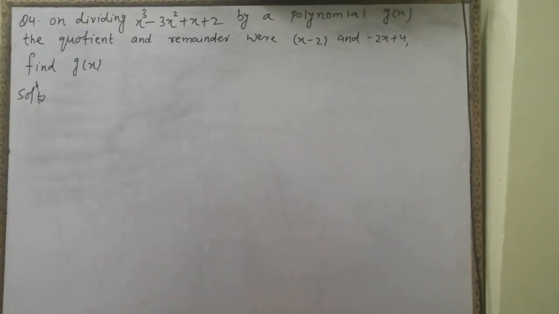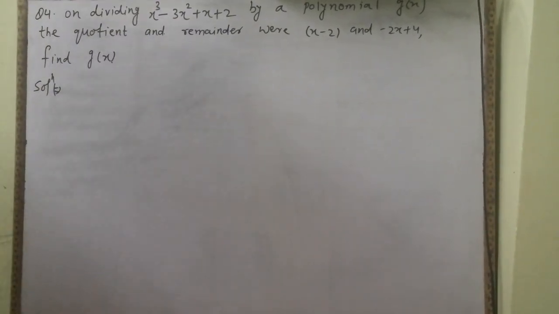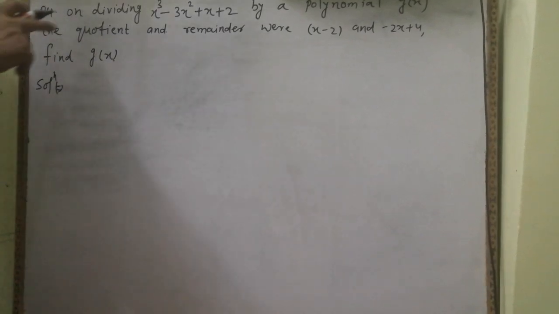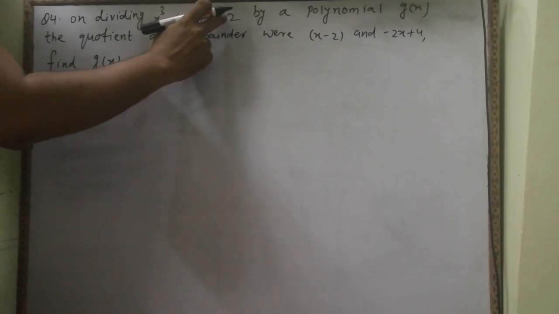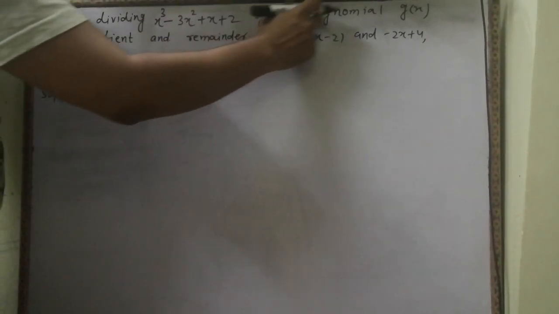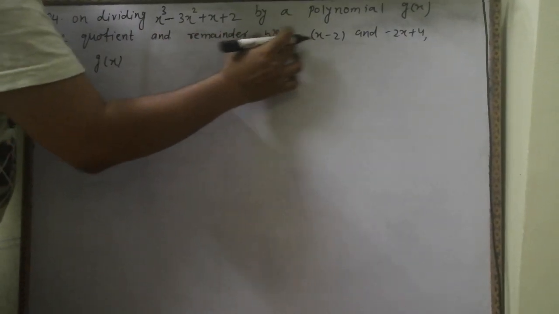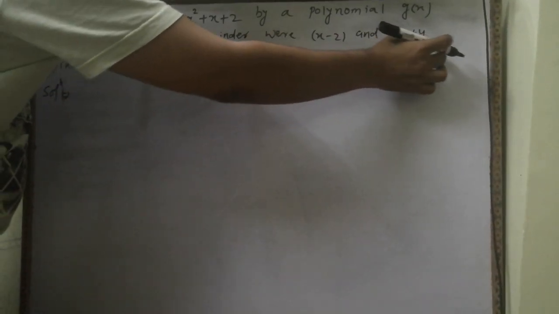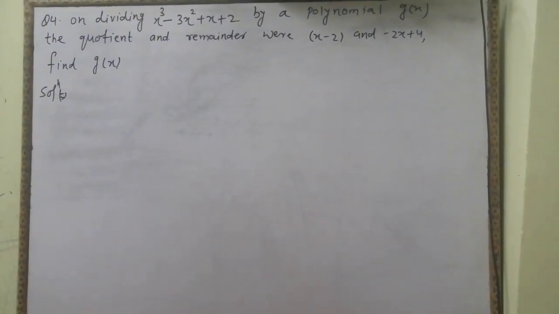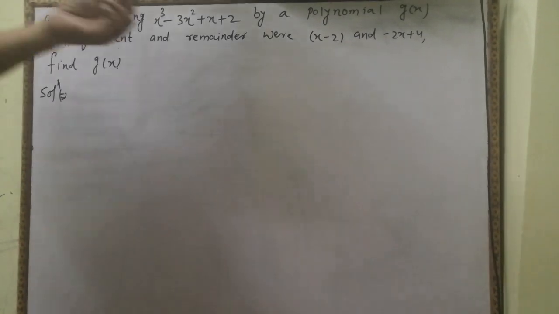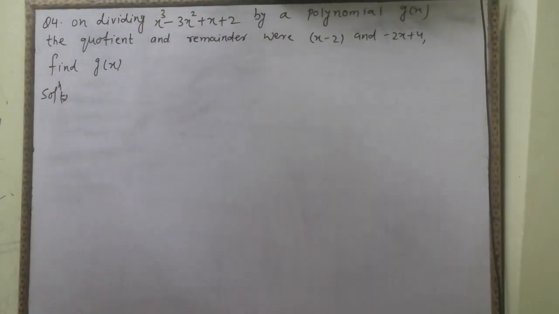Now this is question number 4 from the NCERT book. On dividing x cube minus 3x square plus x plus 2 by a polynomial g(x), the quotient and remainder are x minus 2 and minus 2x plus 4. Find g(x). We have to find the divisor. This is the dividend, this is the quotient, this is the remainder.